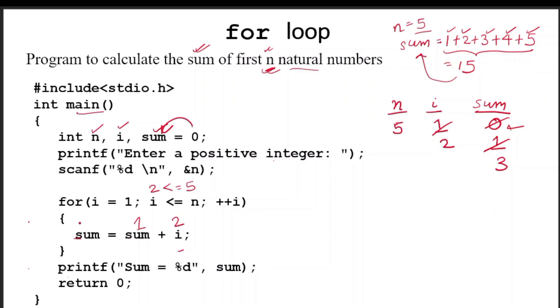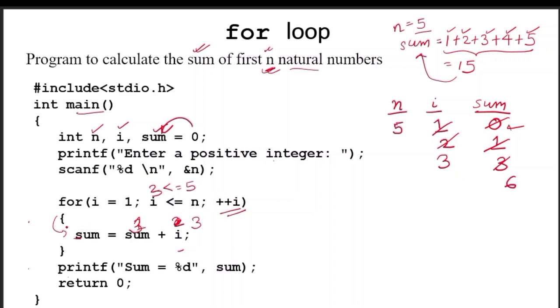Now again, after executing the body of the for loop, we are going to update the I value. So I value is updated from 2 to 3. Now again we will check the condition. So now I is 3. Is 3 less than or equal to 5? Yes, the condition is true. So we are going to enter the for loop body. So sum value is 3. Now I value is also 3. So 3 plus 3 is 6, which is assigned to sum.